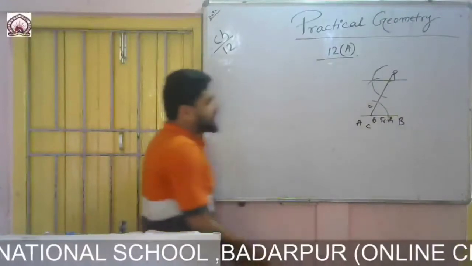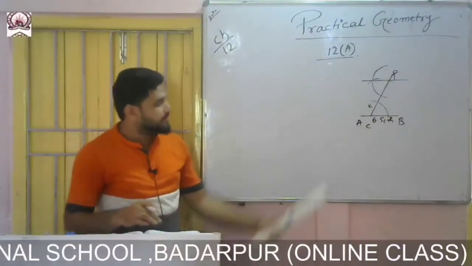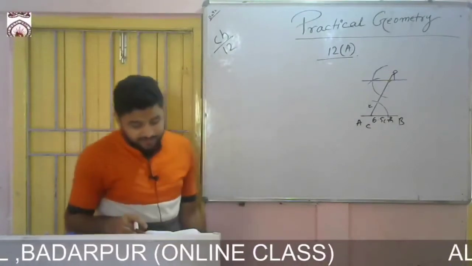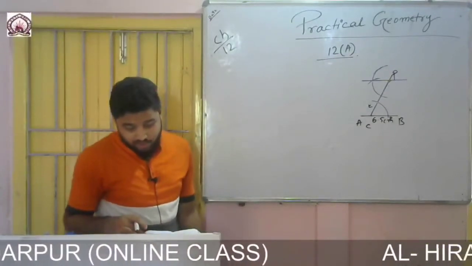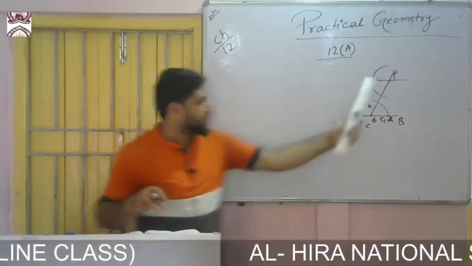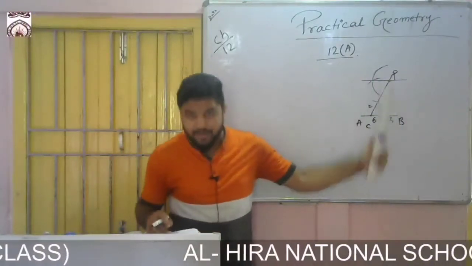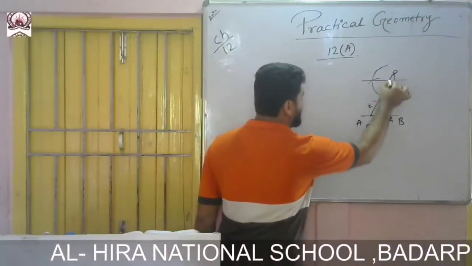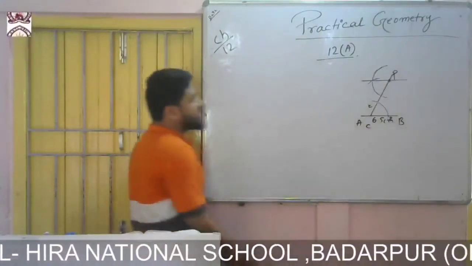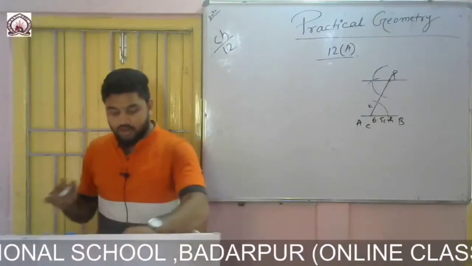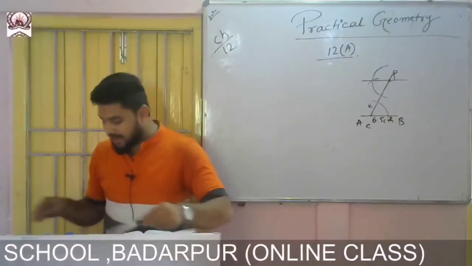Now you see, in the question it is said: draw a line segment AB 6.8, take any point P outside, using ruler and compass, draw a line through P which is parallel to AB. You see this line is parallel to AB and it is through point P. So this is the required figure.